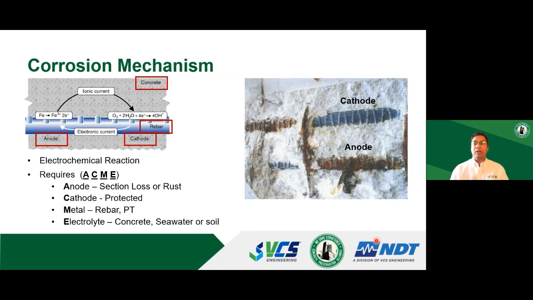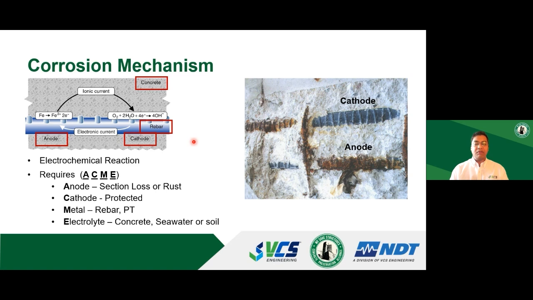As an example, here you see a bunch of rebar in concrete, and you see rust formation on the rebar, and that's where the anode is. Whereas on the other side, you see some protected sections of the rebar, that's where the cathodic section is. The rebar itself acts as a metal, and concrete itself is the electrolyte. It can be soil, water, or air.